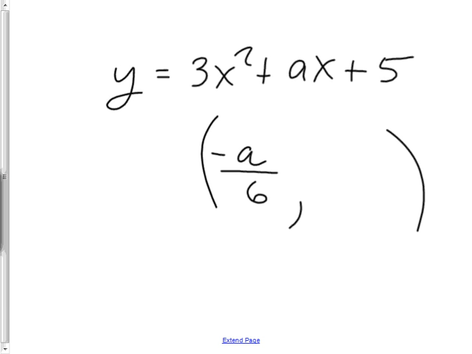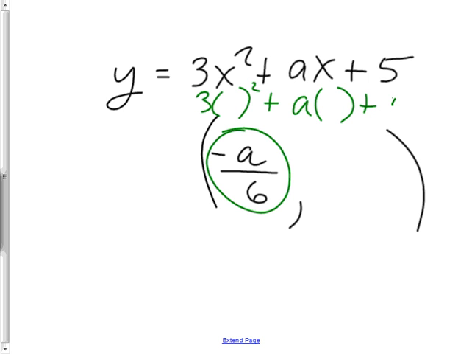All right, so by now, hopefully you figured out you just needed to write this equation, except drop in that for the x. 3 empty spot squared plus a empty spot plus 5. And what do I drop in the empty spot? Negative a over 6. Negative a over 6. And now I actually just need to multiply this out. So this part right here, the negative at least goes away. That's a good part. And it becomes a squared over what?